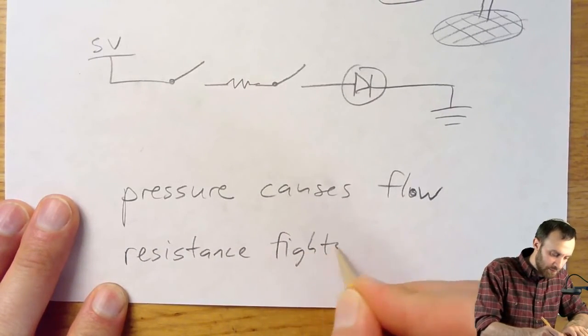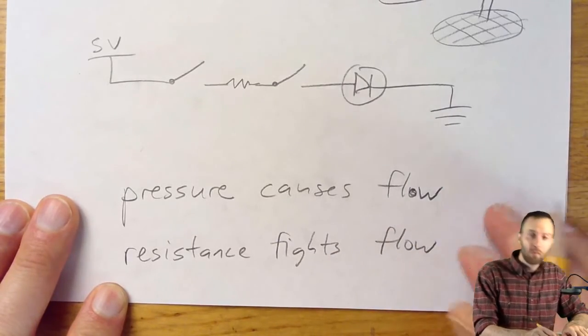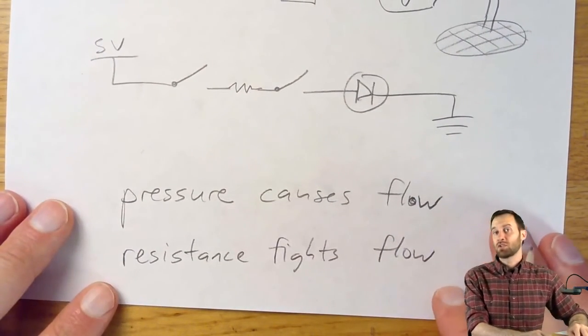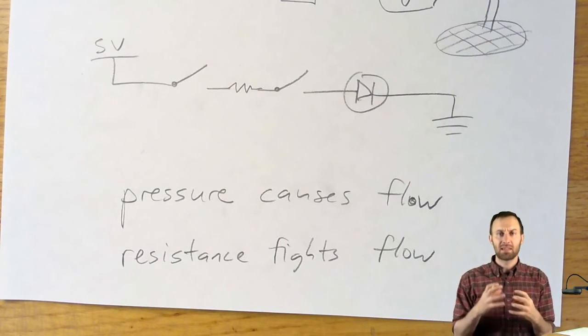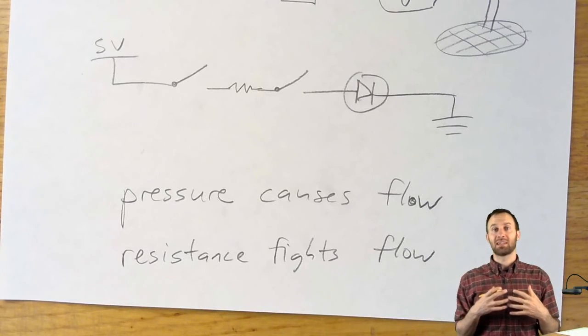Pressure causes flow, and resistance fights flow. Once you understand those two ideas, you actually have all the pieces you need to know the basics of how an electrical circuit is going to work.